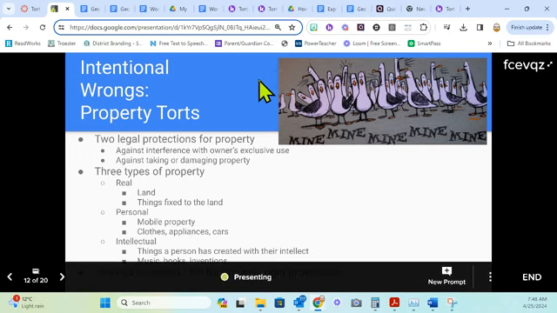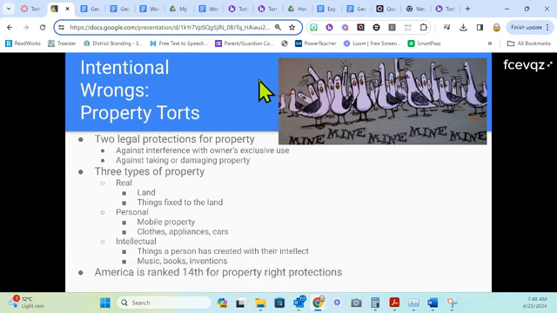Another thing that you should be aware of is the extent to which your government protects and respects your property rights. In that regard, the United States is not at the top of the heap. Now, 14th is not bad in the grand scheme of things, but other countries rank higher. Finland is number 1. And for example, Austria is 10th.